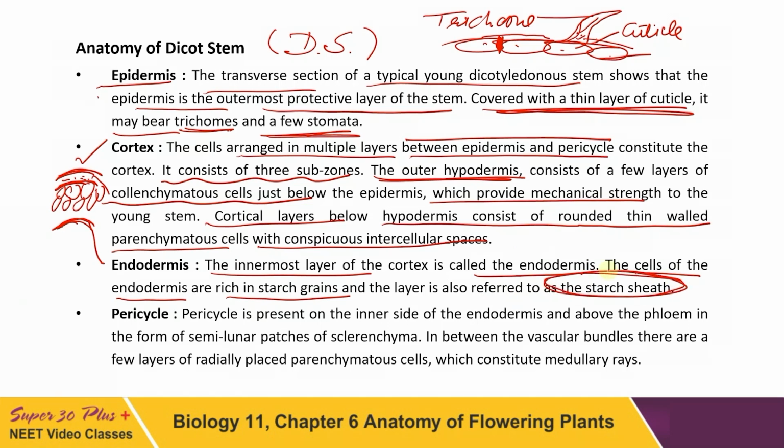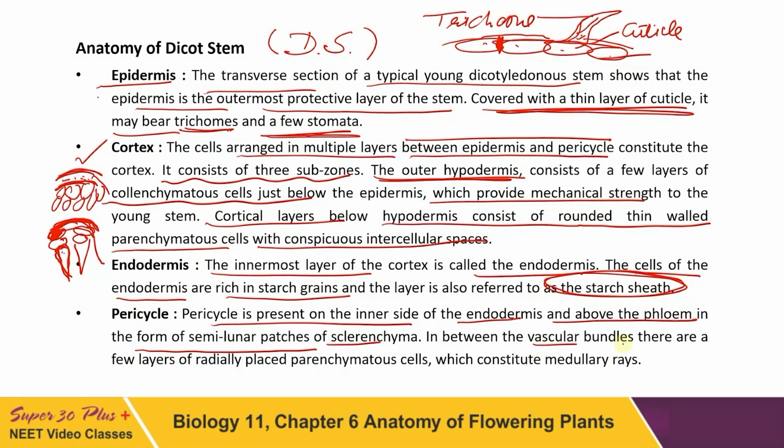Is it right? And below this endodermis we have the pericycle. Pericycle may be in the form of a continuous layer, or it may be in the form of patches also. Pericycle is present on the inner side of the endodermis, and above the phloem it is in the form of semilunar patches. I am going to make one vascular bundle here. This is the phloem. When the pericycle is in the form of patches, it is found just above the phloem. This one is the xylem. Semilunar patches of sclerenchyma are there.